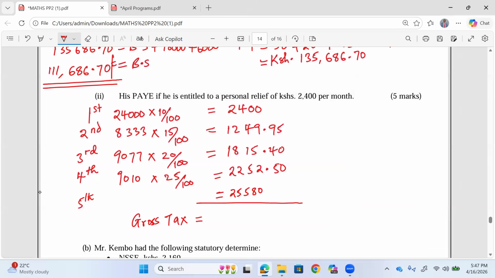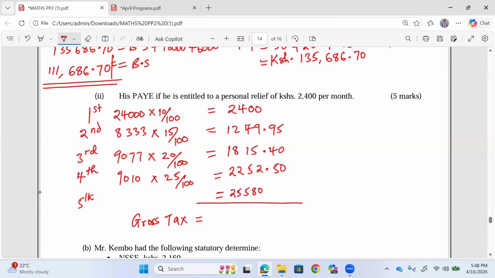As we add, ensure that you also add 2400, sorry, plus 1249.95 plus 1815.40 plus 2252.50 plus 25,580. This is 33,297.85.